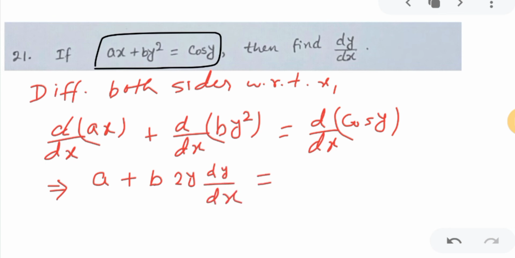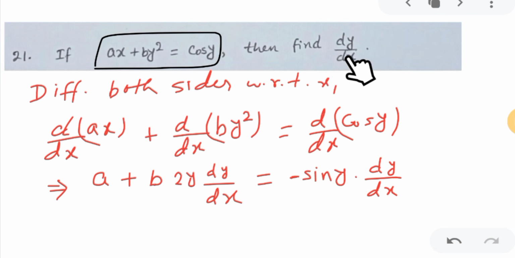Here also, the derivative of cos y: the derivative of cos is a minus sign, so minus sign, and in place of x it is y, so you will write sin y, and then the derivative of y with respect to x will be dy upon dx. I have explained this type of thing many times, correct, there are many videos. Okay, now we have to find dy upon dx.